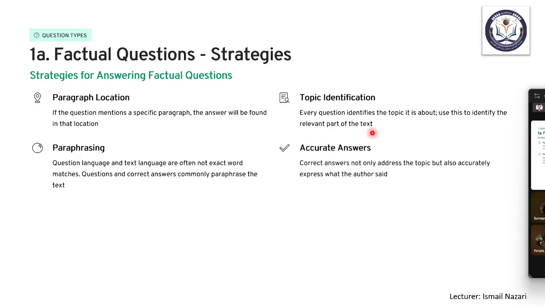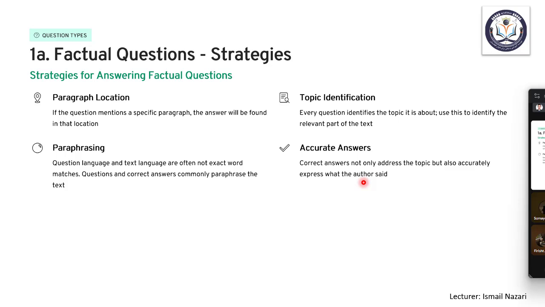And the next is the accurate answers. What would be the accurate answer? The correct answers not only address the topic, but also accurately express what the author said. It's important. Look, we may have details, but the thing is, are the details related to what the author said or not? Is it stated inside the passage or not? Is it actually the purpose of the writer or not?